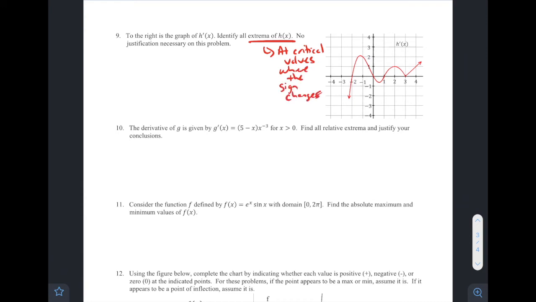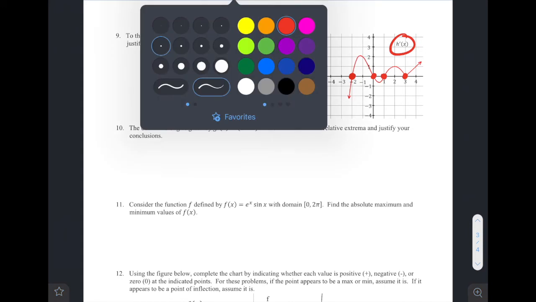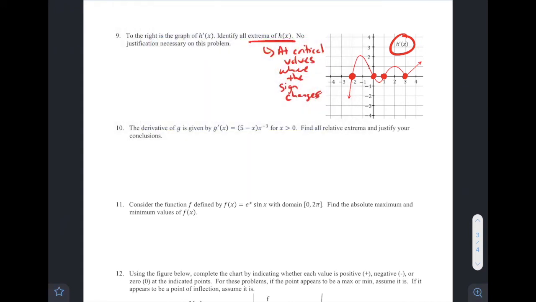And we know that critical values are places where the derivative is equal to 0. So it's where it hits the x-axis. So I'm seeing that these four spots, -2, 0, 1, and 3, are critical values. How would we determine the extrema and what type they are? Well, we need to look at the sign and how it's changing of that derivative.